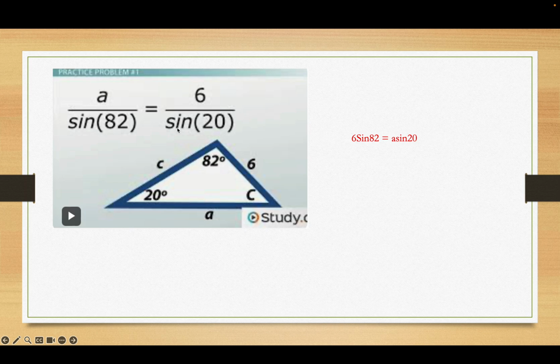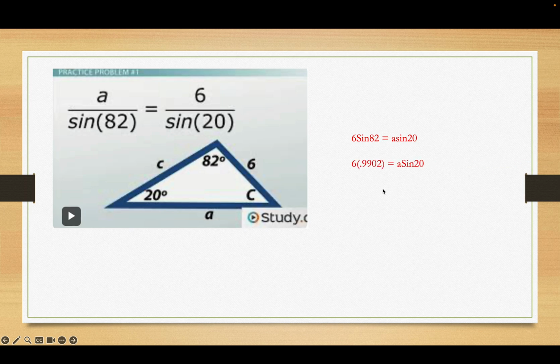And that's going to equal A times the sine of 20. Again, I want that A in front, so it doesn't look like it belongs to the table, or I should say to the degrees. Okay, so 6 times the sine of 82 is 6 times 0.9902. That's equal to A times the sine of 20, which is 5.9416 equals A sine 20.